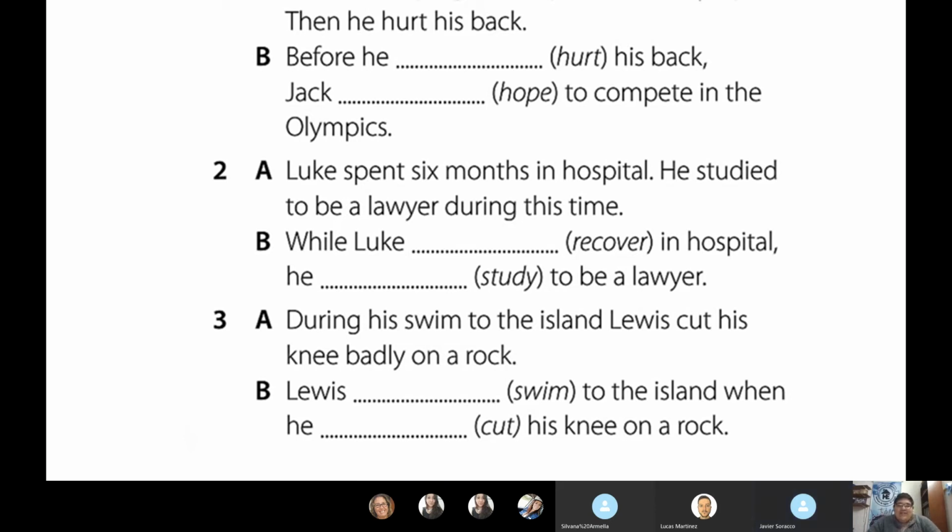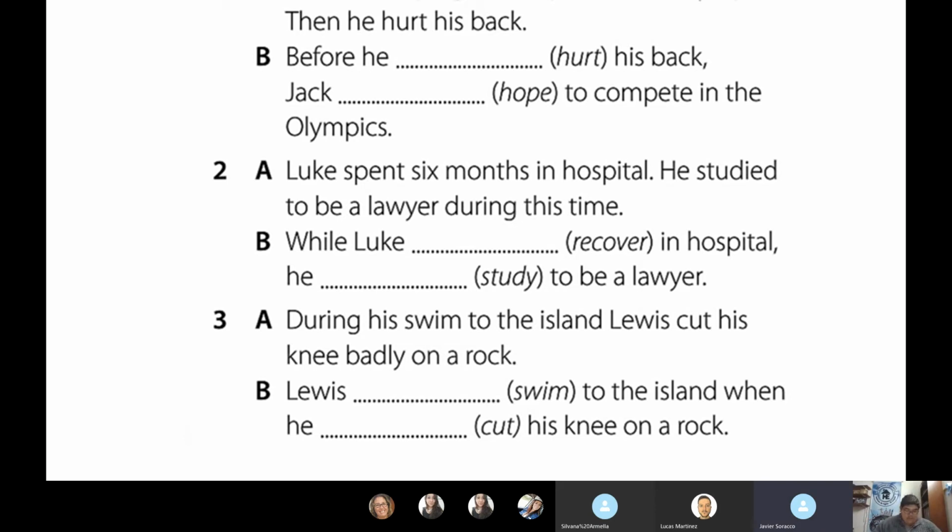So, Louis, Louis had been swimming to the island when he has cut his knee on a rock. When he cut his knee. Okay, when he cut. That is, cut is past simple because this is the point in the past. Before that action, the other took place. Louis had been swimming to the island when he cut his knee on a rock. Okay, and there in the book, on page 38, you have another one that I couldn't include here because there was no room for it.